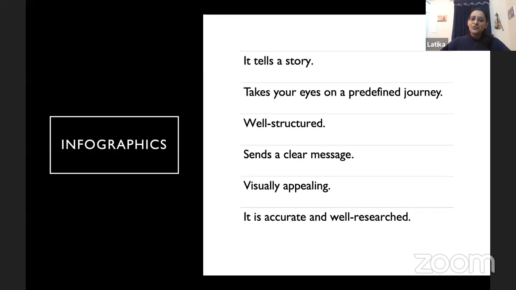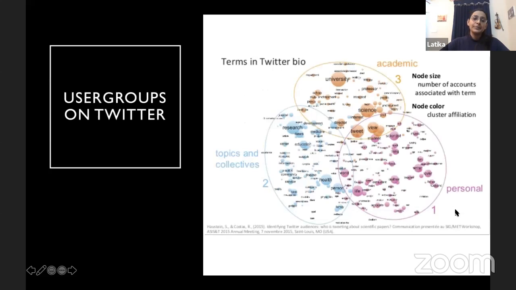And ideally, an infographic is more structured. It's not just any random picture, but it will take your eyes on a predefined journey. It has curated the information and synthesized it in a way that you like to see it, and it sends a clear message. It is accurate. Accuracy is something you need to be very careful about because social media is an open game and everything is out there and can be recorded, and you don't want to be misquoted or misunderstood.